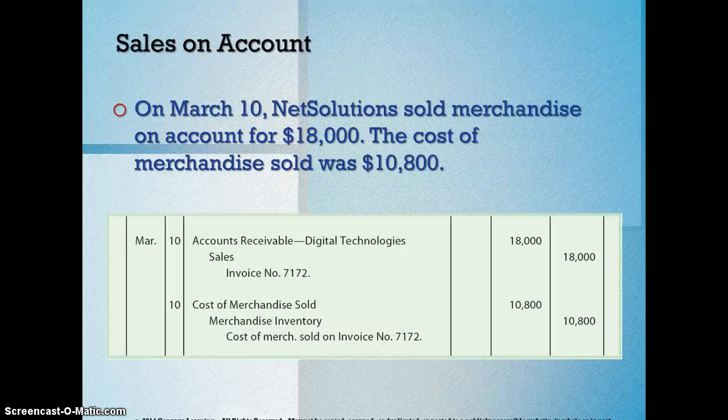Okay. Sale on account looks identical except for instead of debiting cash, we debit accounts receivable. Notice these values are different. Okay, the reason is we always sell it for more than we bought it for so that we can cover our other expenses and that we can make money. All right.